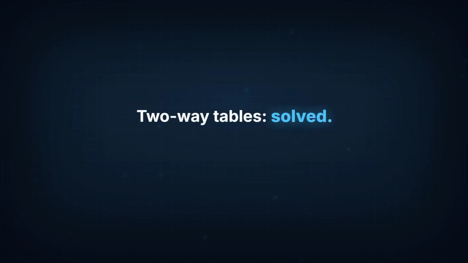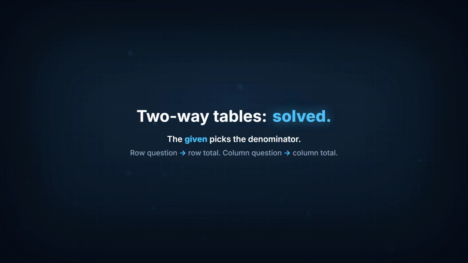Two-way tables solved. Find the given, restrict to that row or column, and divide by its total. The numerator is just the cell inside.